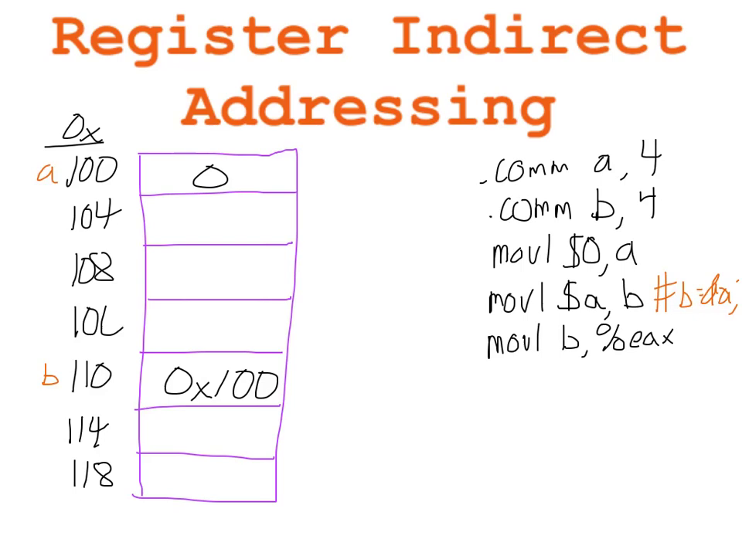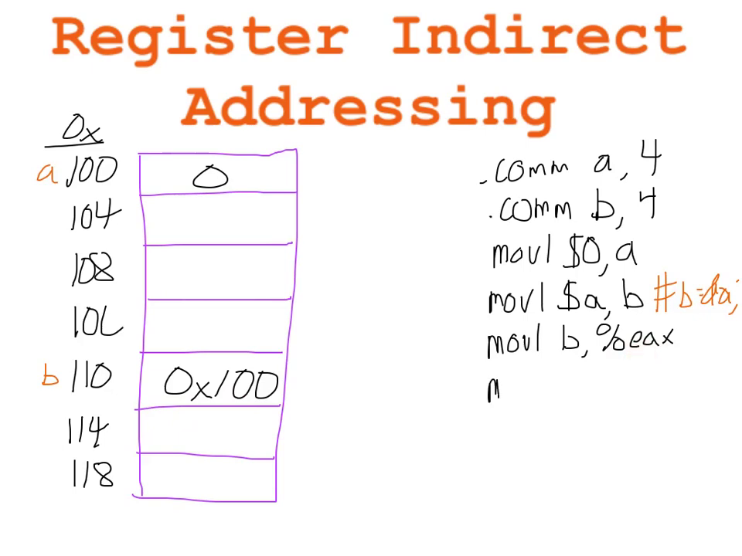The value in our variable b is at 110. The value in that address location is 100. So when we say move b to the A register, we're copying the value at b, which is 100, and now 100 is going to be in the A register. Now we're ready to dereference.